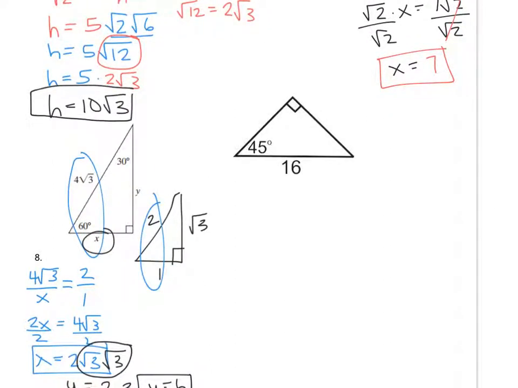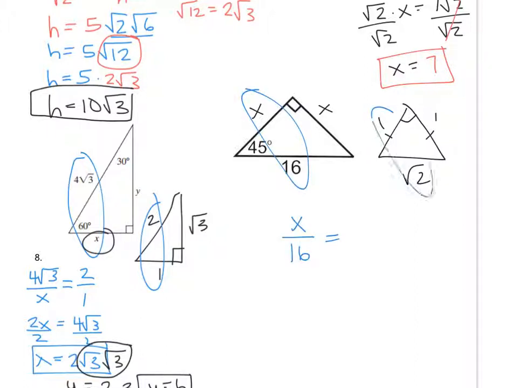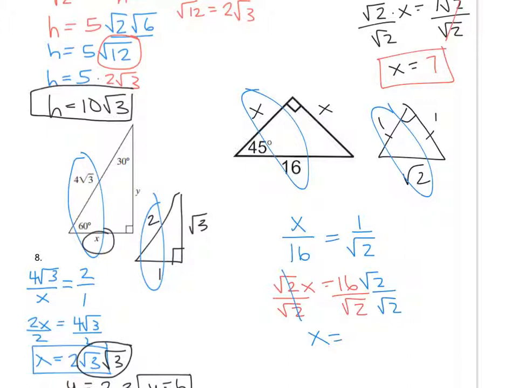And the last one, we're trying to find the legs. So I'm going to set up the same way, draw my ratio 1, 1, root 2, 45, 45, 90. So I'm going to do x is to 16 as 1 is to root 2. So it's going to be root 2 x equals 16. So then I'm going to rationalize root 2 over root 2. X equals 16 root 2 over 2, but you have to simplify this to be 8 root 2. That is your answer.